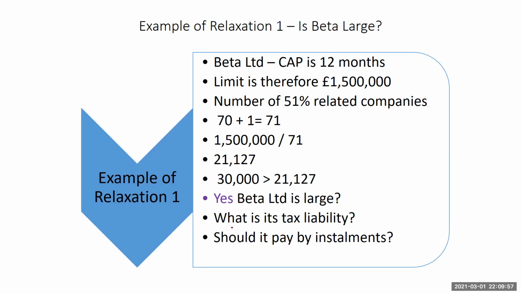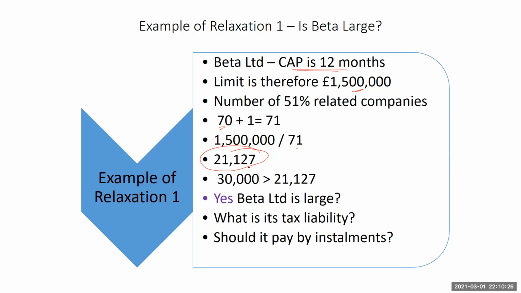Now, cap is 12 months. Remember the rules under relaxation 1, okay? Therefore, the limit becomes 1.5 million. And it is part of a 51% group of related companies. Therefore, N plus 1, N is the 70, plus 1 is 71. So we divide our 1.5 million by 71, and we get 21,127. Now compare our taxable profit of 30,000.